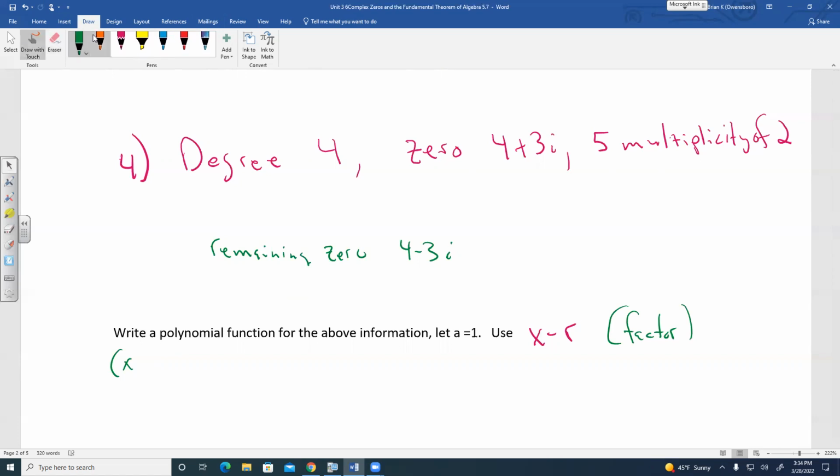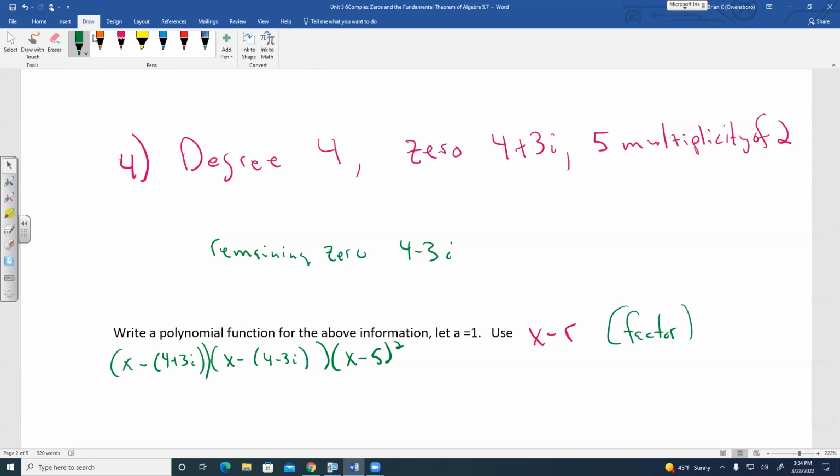We have x minus the zero, which is 4 plus 3i, times, we also have this remaining zero here, which is the 4 minus 3i. So I can change that back to x minus this 4 minus 3i. I need an extra set of parentheses there. So I have that going on. And then my 5 has a multiplicity of 2, so it's going to be x minus 5 squared. So what we've got to do is multiply this all out.